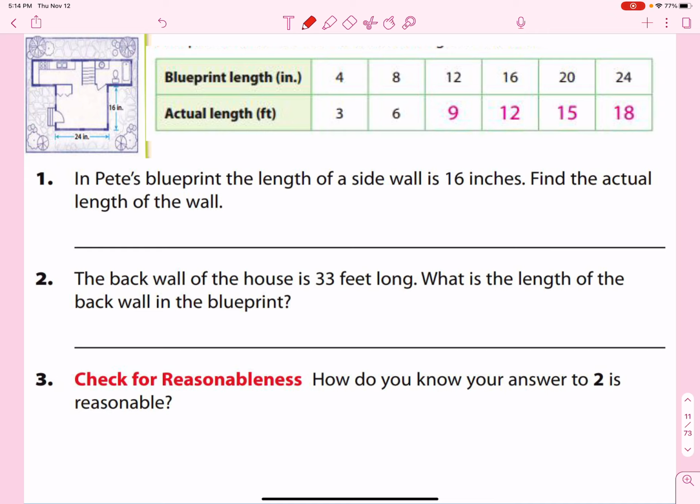Did you get something like this? So on the part of the table where it says the side of his blueprint is 16 inches, that's here. What is the actual length of the wall there? Right, 12 feet. If the back wall is 33 feet long, back here, it's not going to be 33 inches in the drawing. What would be the length of the drawing? Our table doesn't go that far. How could we find that out?